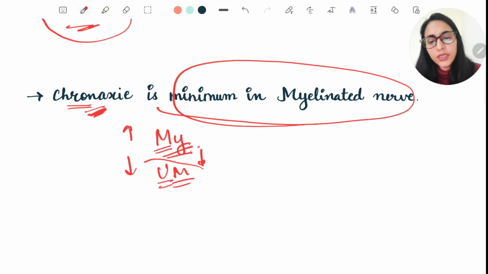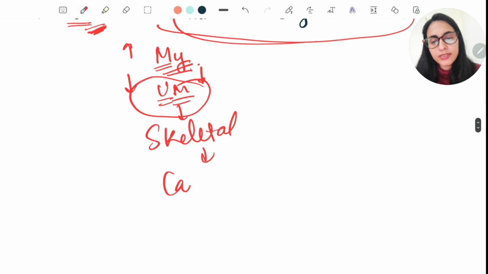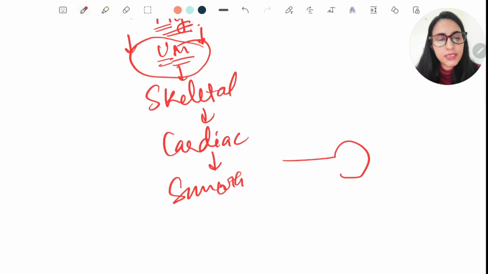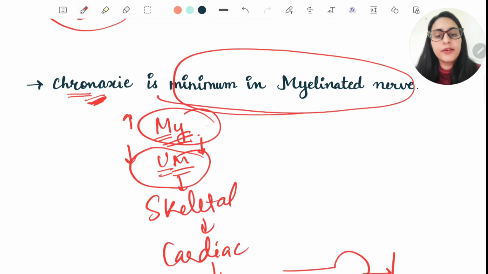If not in the option, then unmyelinated nerve. If not in the option, then skeletal muscle. Then we have cardiac muscle. They can even ask you a sequence based question, or smooth muscle. So this is basically we are talking about membrane excitation. The most excitable membrane is the myelinated nerve. We have already talked about it because there is no loss of sodium because of the myelin sheath which is present. So it has got the least chronaxie and it is the most excitable.